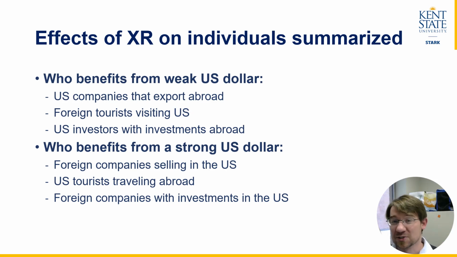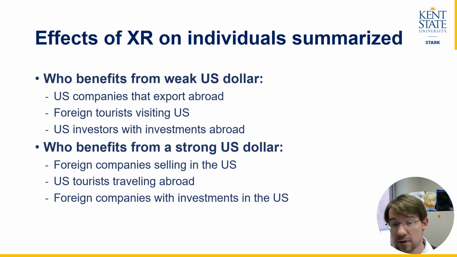Meanwhile, foreign tourists visiting the United States, if the dollar is weak, that means their foreign currency can buy lots of dollars. It's very cheap for them to come visit. Or if we have U.S. investors that have investments abroad, if the U.S. dollar is weak, then that means that, say, all of my investments in Japan are now going to be more valuable relative to the US dollar. So if I sell those, I get the Japanese yen, I exchange those yen for dollars, I get a lot of dollars in exchange. Okay.